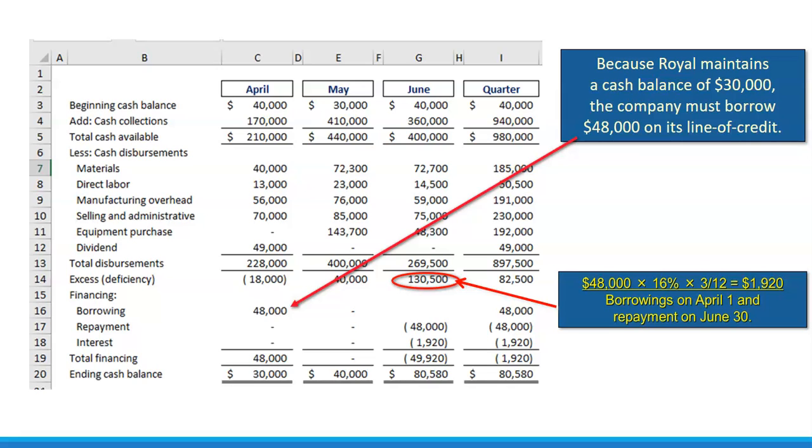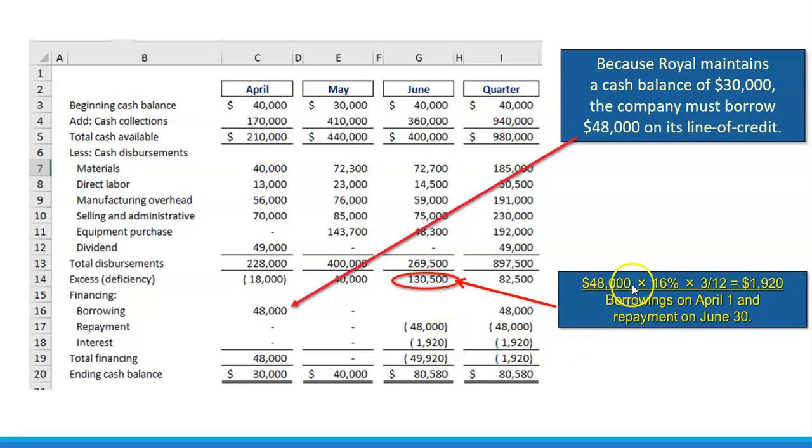Then when we have excess cash, we'll pay that back. So you can see in June, we have this excess because our May sales were so good that we received more money than we had for disbursements for June. We can repay that loan plus interest.